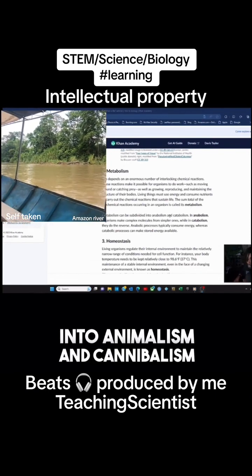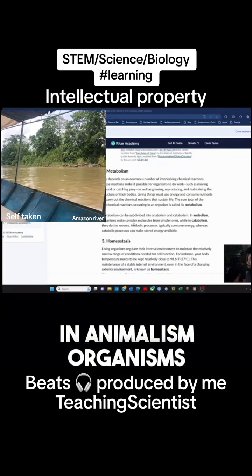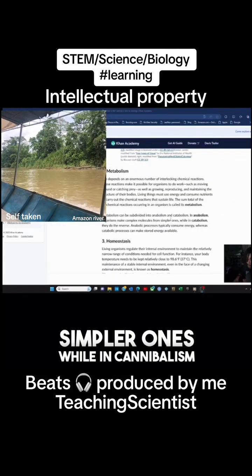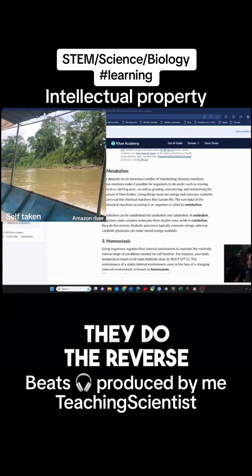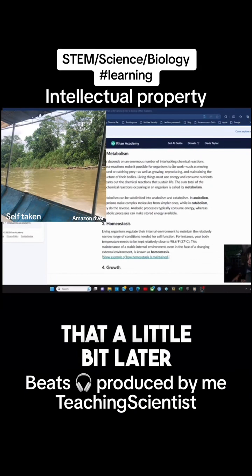Metabolism can be subdivided into anabolism and catabolism. In anabolism, organisms make complex molecules from simpler ones, while in catabolism, they do the reverse. And we can go deeper into that a little bit later.